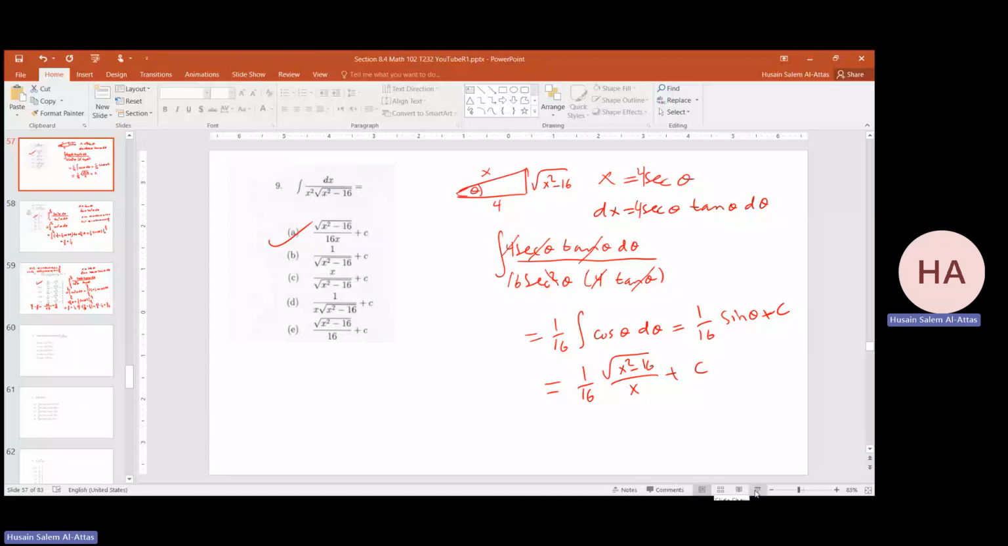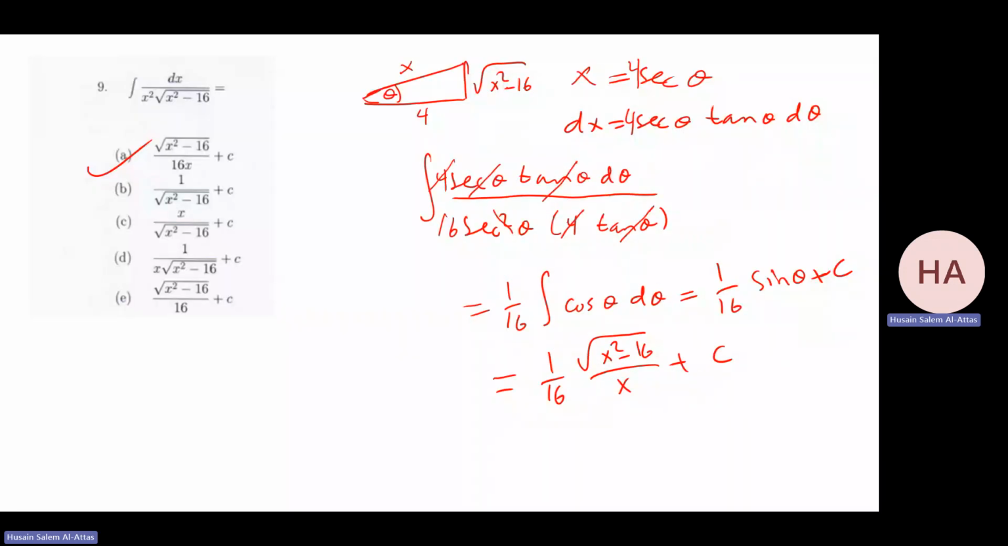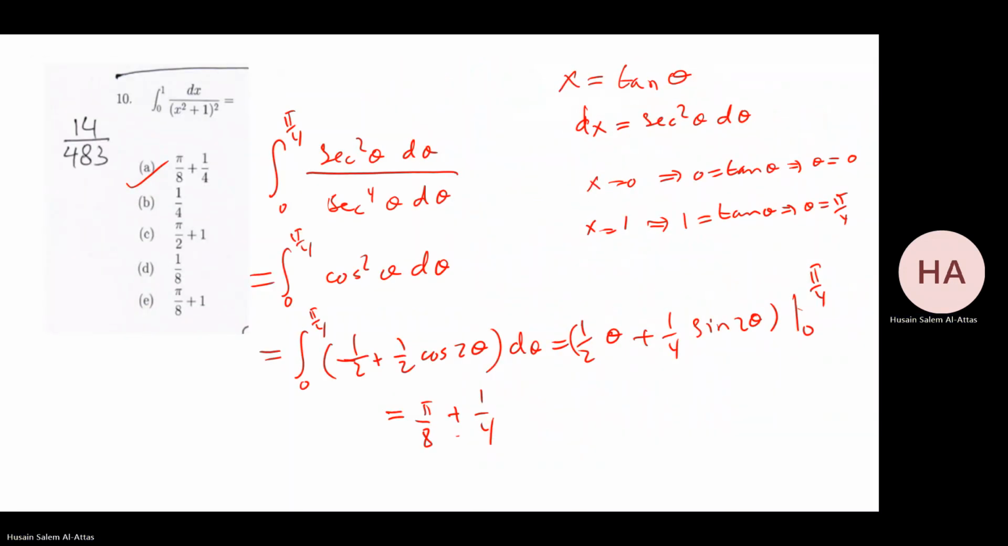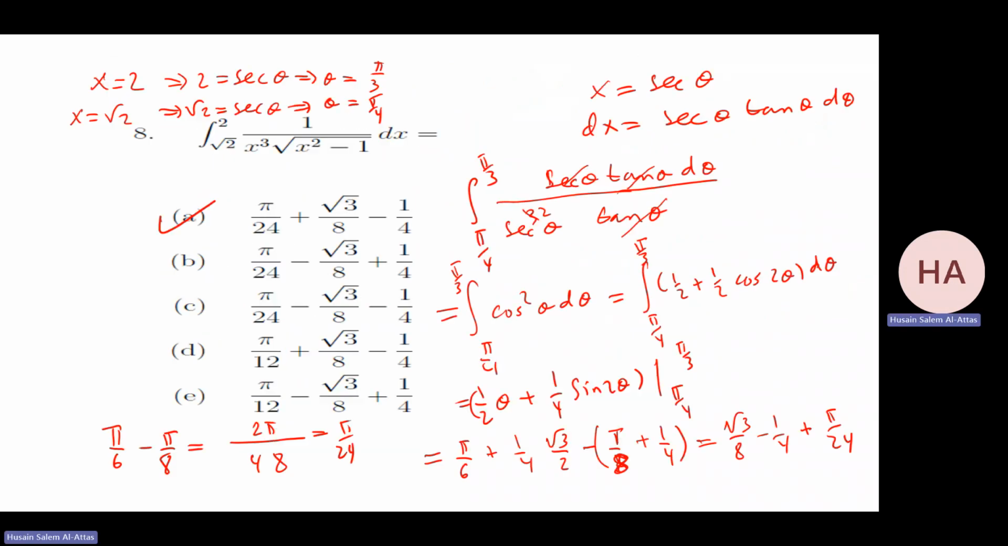Bismillah ar-Rahman ar-Rahim. We'll continue. That was the last one we did. Yeah, that was the last one we did, actually. Oh, this one is interesting. Okay.